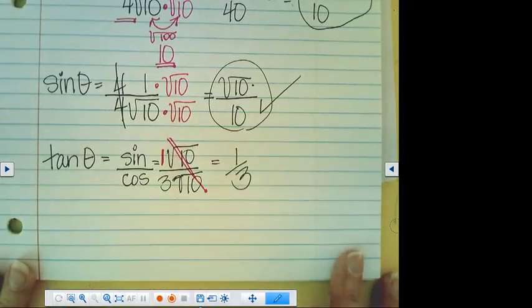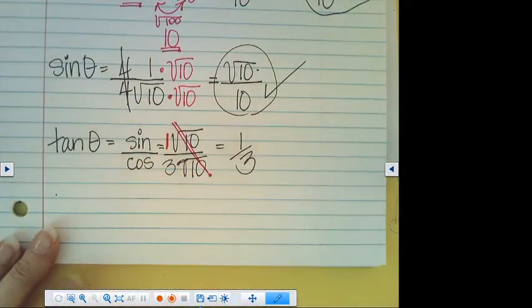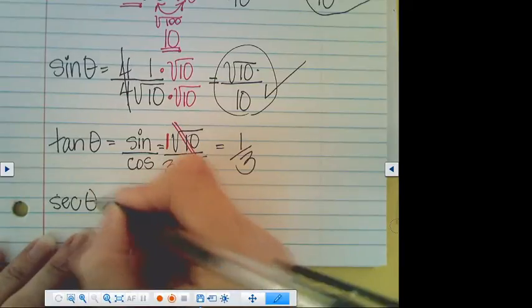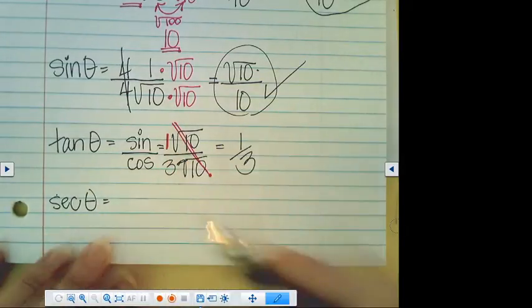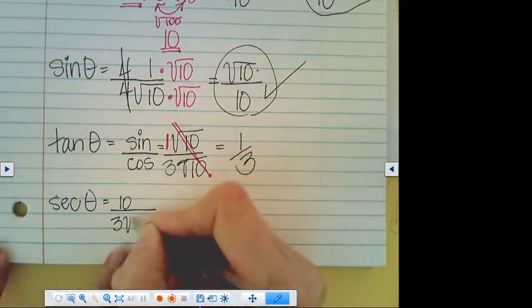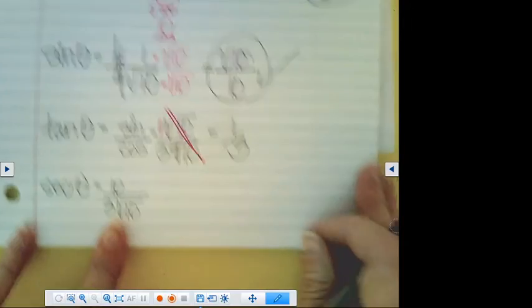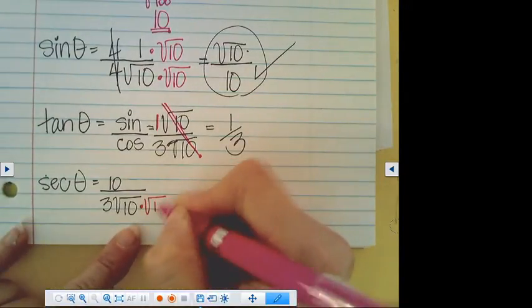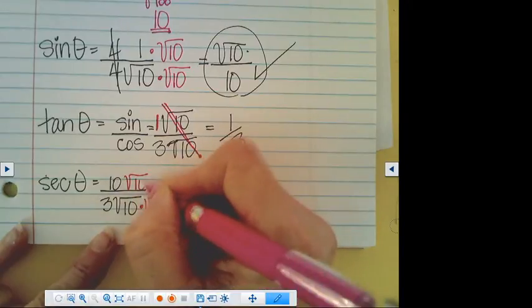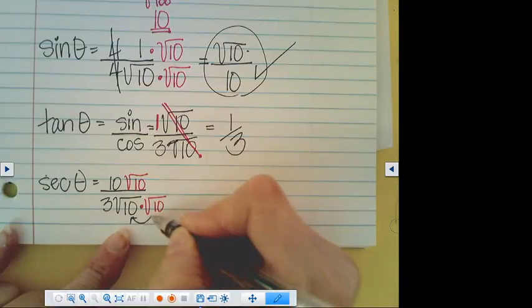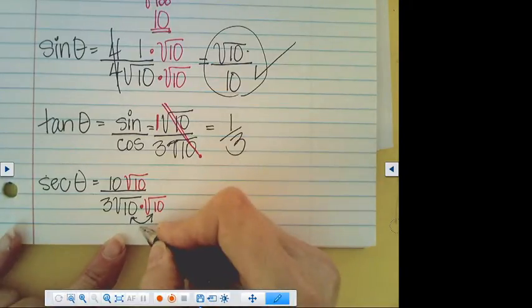Here we go. All right. So what is the reciprocal of cosine? Secant. So all we have to do is flip the fraction for secant. All right, so 10 goes up. 3 on a square root of 10 goes down. All right, tell me what to do. Multiply top and bottom by square root of 10. What does this square root of 10 multiply this square root of 10 and make?